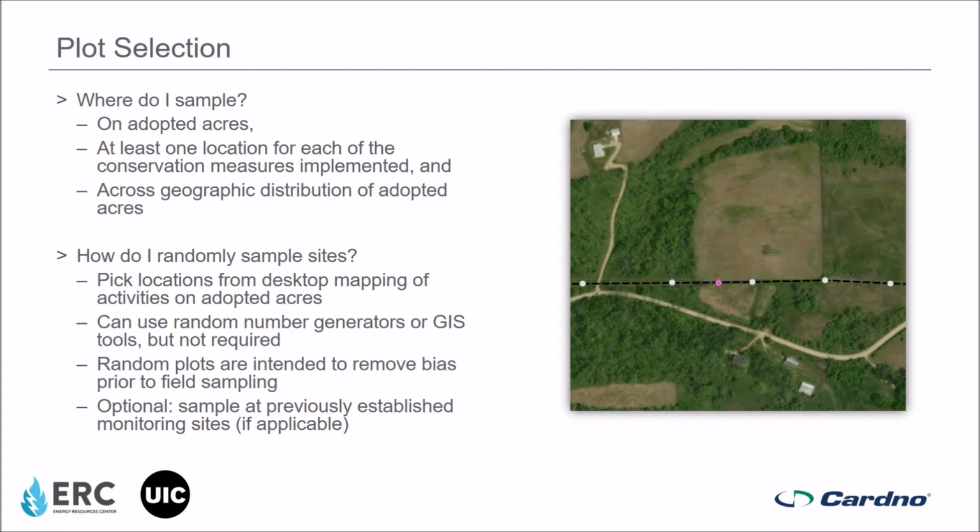Oftentimes, adopted acres will change year to year as different conservation measures are implemented in different locations. So especially if, as a vegetation manager, you're conducting treatments in different parts of your system from one year to the next. Again, the sampling has to be conducted on those adopted acres. So if your adopted acres are changing locations, then your monitoring will have to change locations with that. Now, if you have a standard permanent plot in a location that is an adopted acre from year to year, if it's continuous in that location, then yes, you can use that plot there.